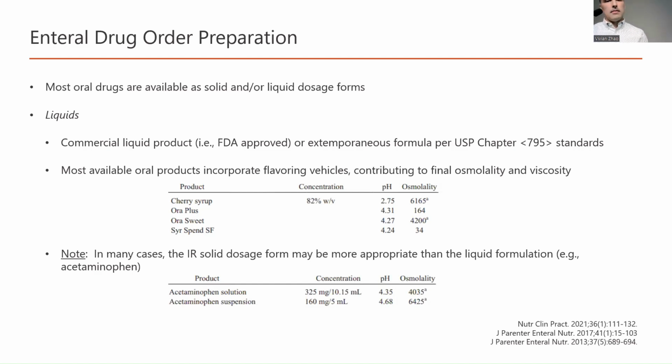So in many cases, the immediate release dosage form may be more appropriate than the liquid formulation. So for example, Tylenol, you can see the Tylenol solution and suspension. The solution has an initial osmolality of greater than 4,000, and the suspension has an osmolality of greater than 6,000. So if you had a choice between an immediate release Tylenol tablet or a Tylenol suspension, which of the two would you use to give via feeding tube? The solid dosage form. So just because you have a liquid formulation available does not mean that you should use it.